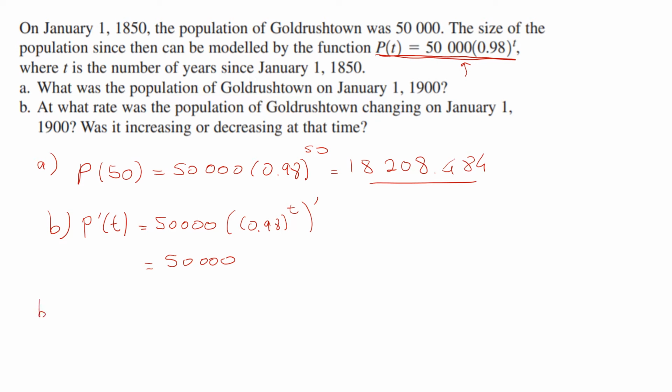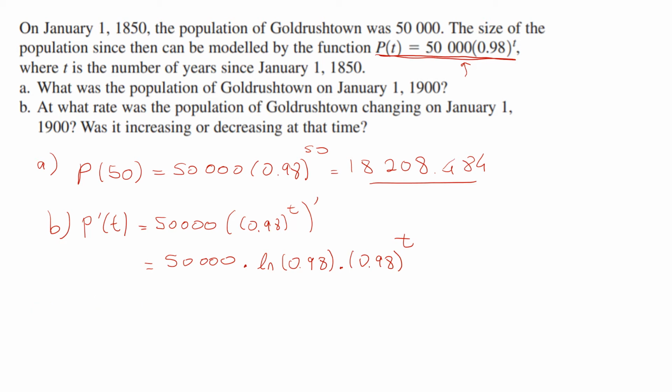And I know b to the power of x, when you take the derivative, it will be ln b times b to the power of x. So here, what I'm going to do is say times ln, and my b is 0.98. So that's what I'm going to put. So ln 0.98 times b to the power of x, which is 0.98 to the power of t.